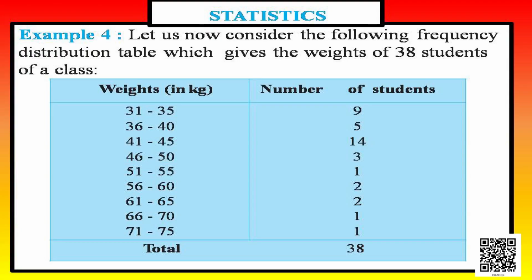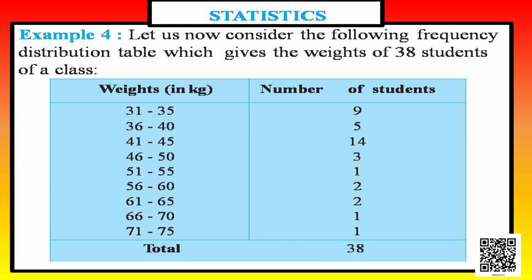Now we come to another example. Next example gives the details of the weights of the children in the class. There are a total of 38 children in the class, and the weights are categorized in the form 31 to 35 kg: 9 children, 36 to 40 kg: 5 children, 41 to 45: 14, 46 to 50: 3, 51 to 55: 1, 56 to 60: 2, 61 to 65: 2, 66 to 70: 1, and 71 to 75 is also 1.